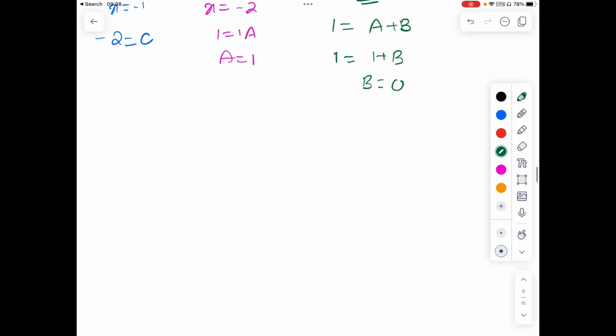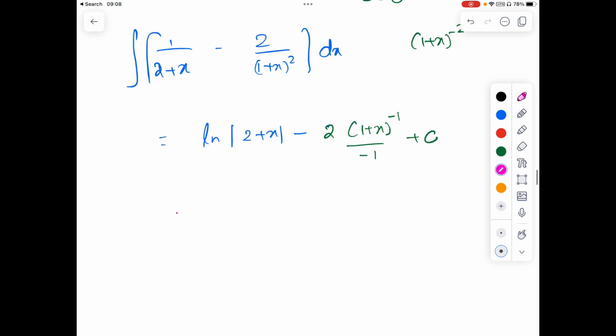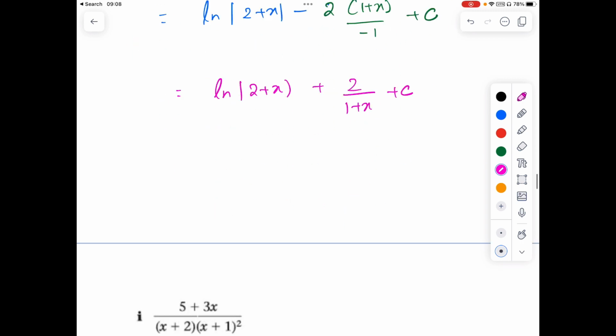So what will the integral be now? The partial fractions will be looking like 1 upon (2 plus x) minus 2 upon (1 plus x) whole square, dx. So it becomes ln of (2 plus x) minus, this is (1 plus x) whole to the power of minus 2, so it becomes 2 times (1 plus x) whole to the power of minus 1 upon minus 1, plus c. So what does that become now? ln of (2 plus x) plus 2 upon (1 plus x), plus c. This is going to be the answer.